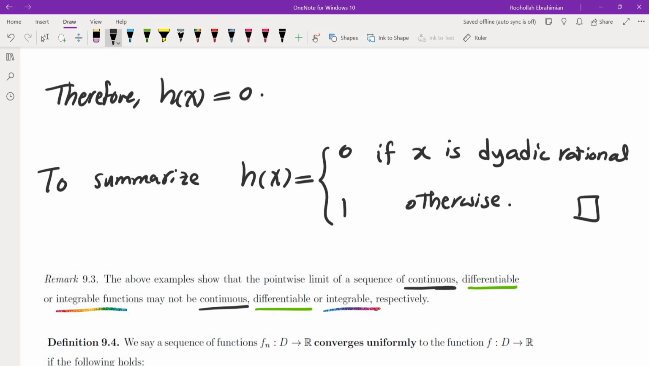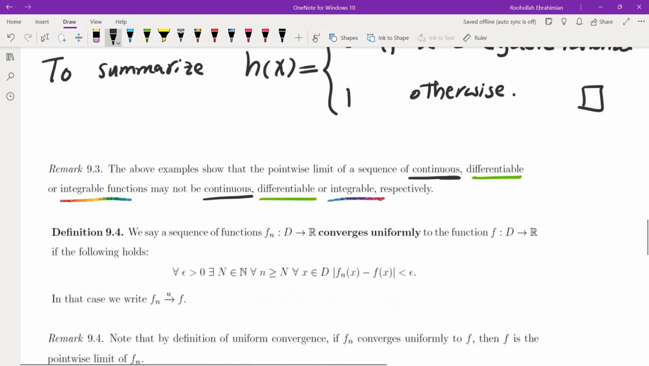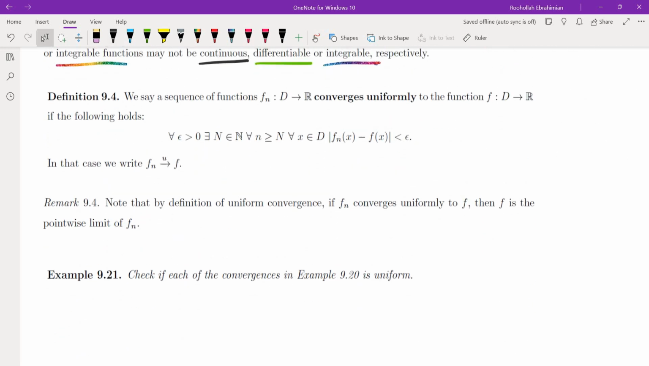So the question is now, is there a way to define this limit in a better way that gives us better conclusions? Is there a way we can define convergence that translates these properties? And the answer is in the next definition.